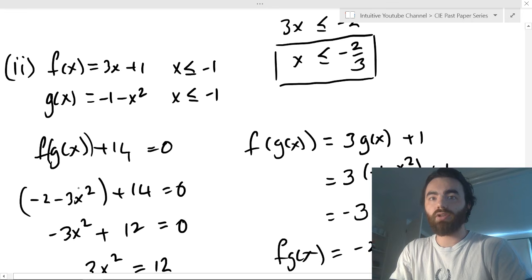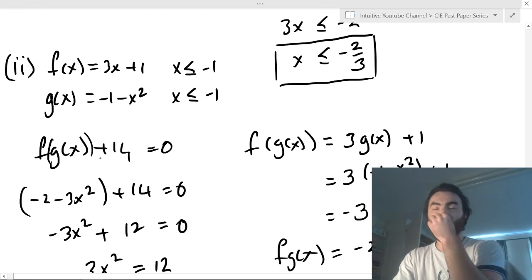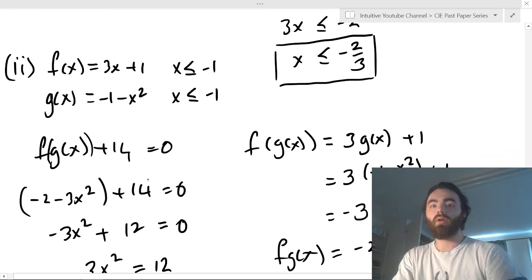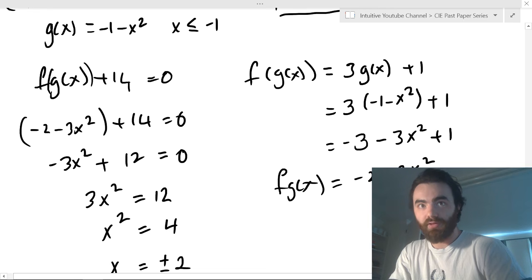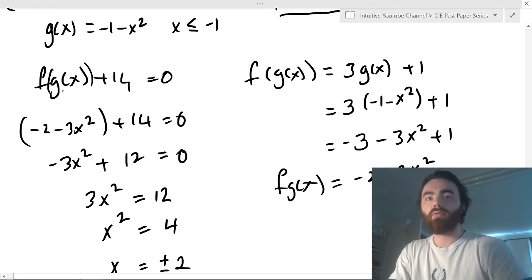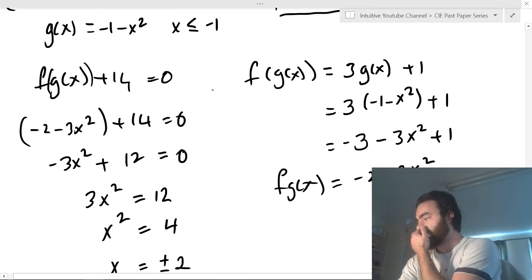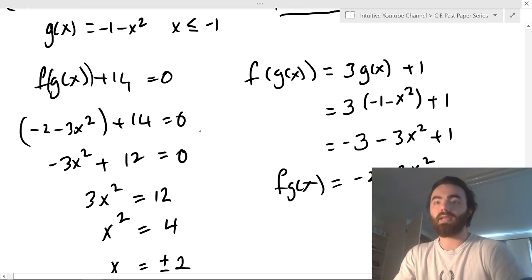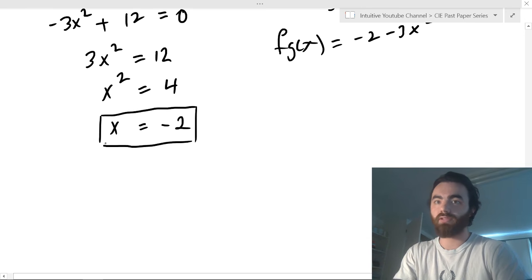because like I say in my worksheet, the domain of our composite function is dependent on the input function of our composite function. So f of g of x, well, g of x is restricted by x. The domain of g of x is x is less than or equal to -1. Well, there's only one of these solutions in which x is less than or equal to -1, and that's the -1. So the answer is in fact only -2, not +2.